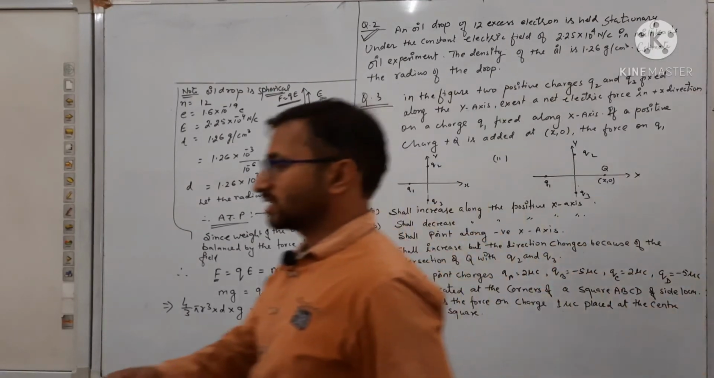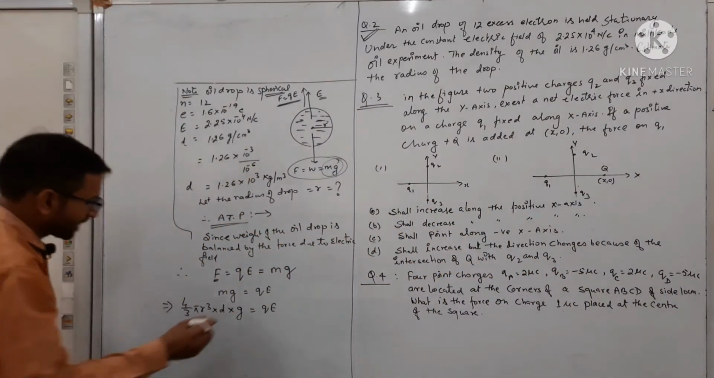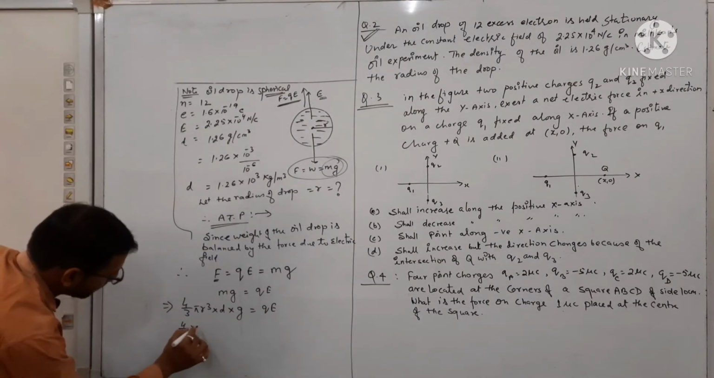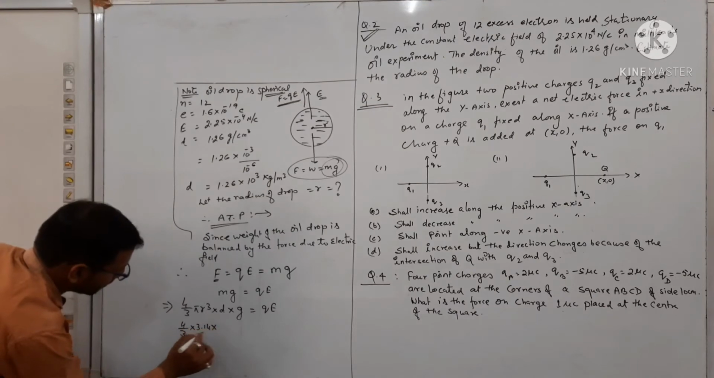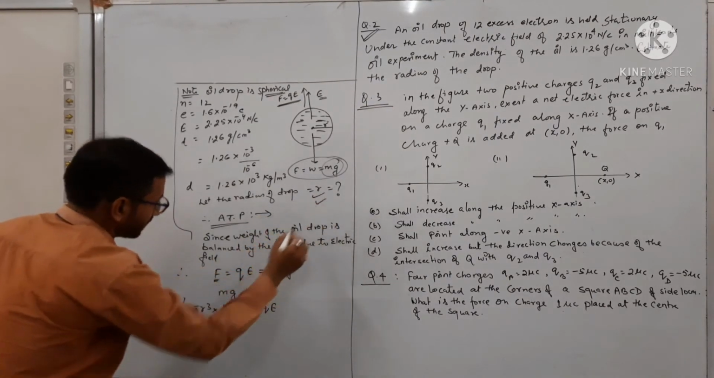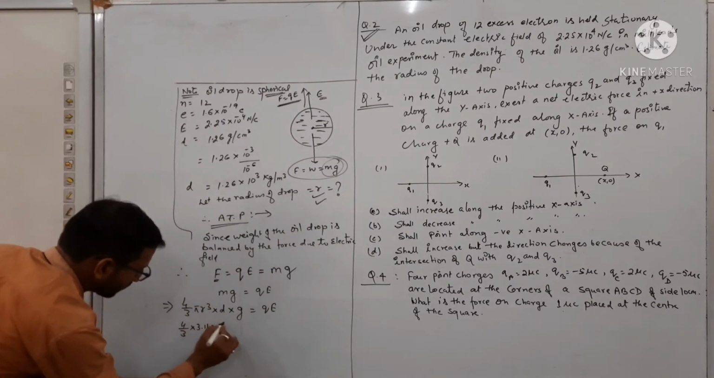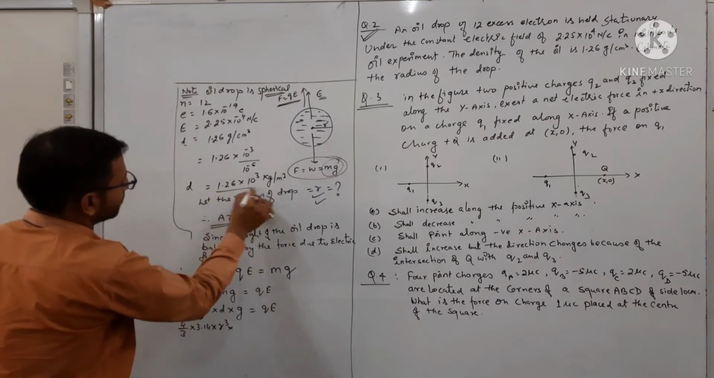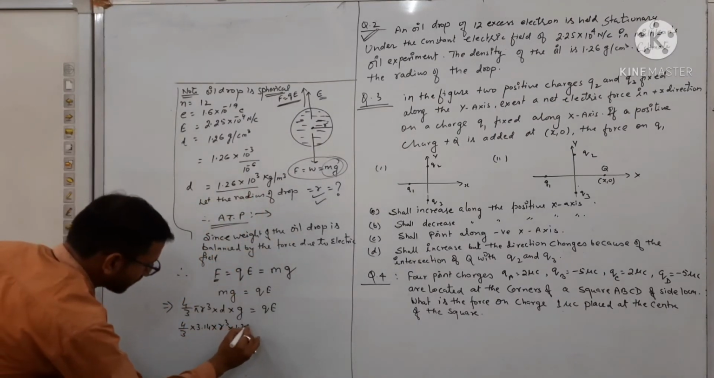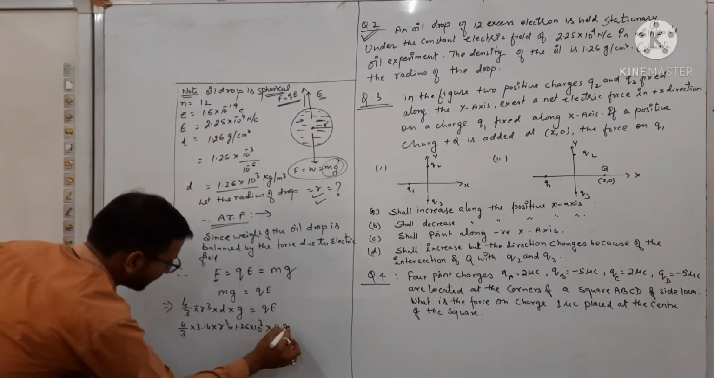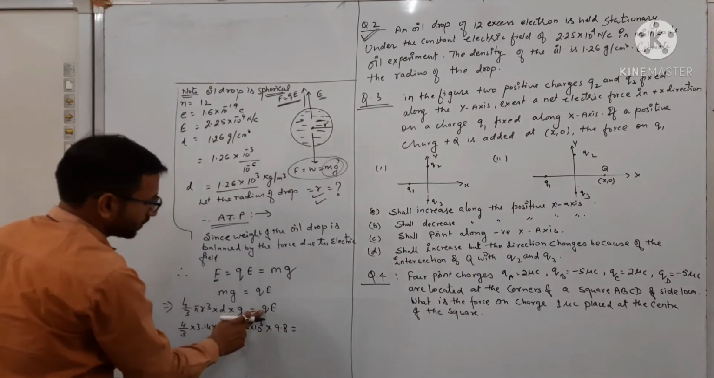Okay, so see here, student, after that 4 by 3 pi, 3.14 into r cube, we do not know because here we will calculate r cube, into density, I have here 1.26 into 10 raised to the power 3, into gravity 9.8, is equal to q.